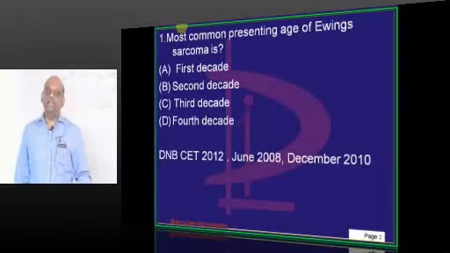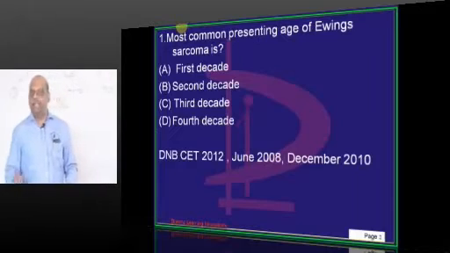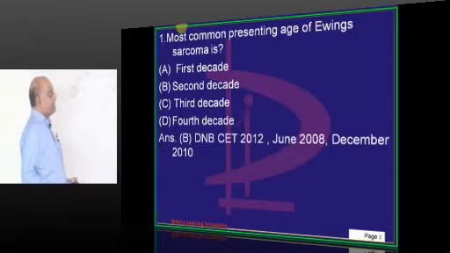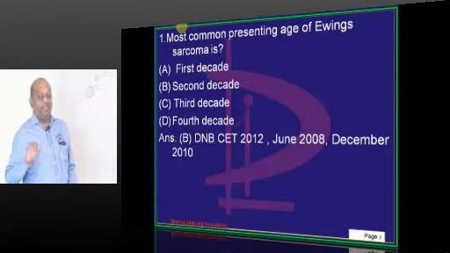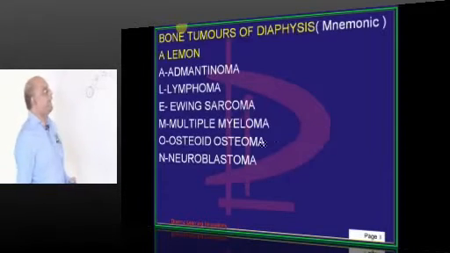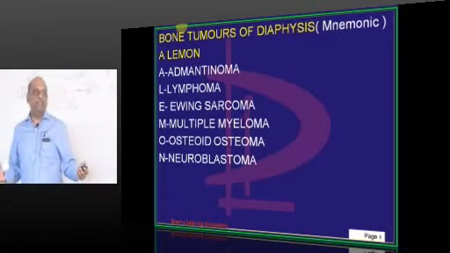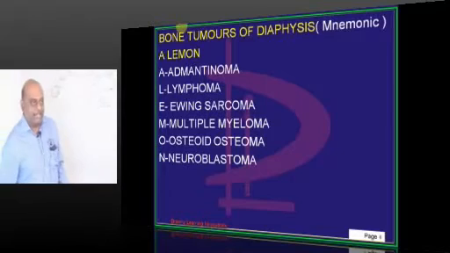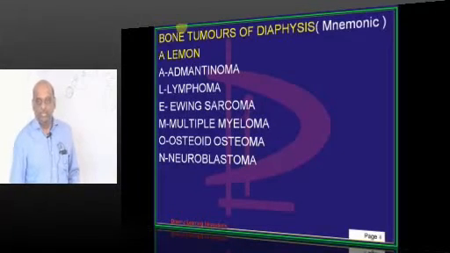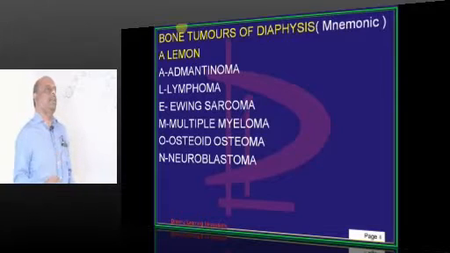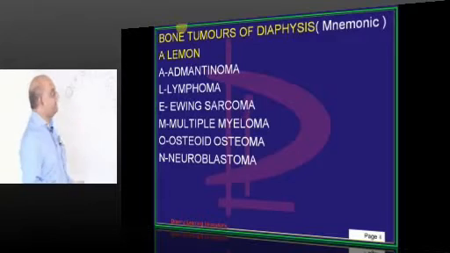What is the most common presenting age of Ewing's sarcoma? Classically, Ewing's sarcoma is a condition seen in the first and second decade, with the peak during the second decade, is what you need to remember. Now, what is the speciality of Ewing's sarcoma? It's a diaphyseal tumor. It is there along the shaft of the bone. There are only a few tumors which are diaphyseal in their location, which is frequently asked in exams.